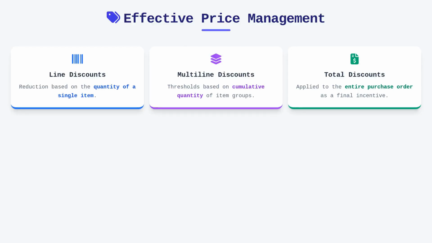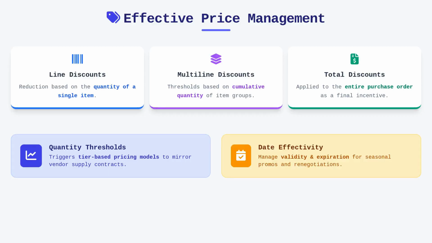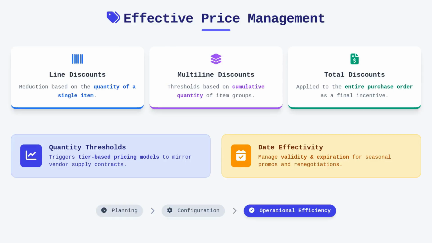Total discounts apply to the entire purchase order document, often acting as a final incentive to increase order volume. You must configure quantity thresholds carefully, as these trigger tier-based pricing models that reflect the reality of vendor supply contracts. Moreover, date effectivity is a critical parameter that dictates exactly when a price becomes valid and when it expires. Using date ranges allows you to plan for upcoming contract renegotiations or seasonal promotional periods without interrupting current operations.